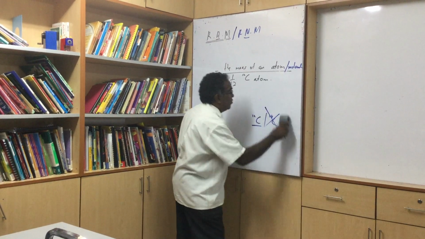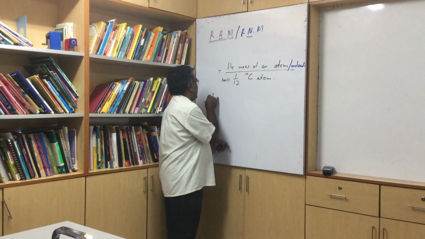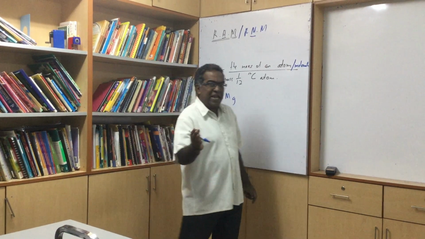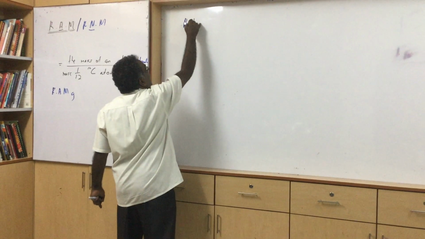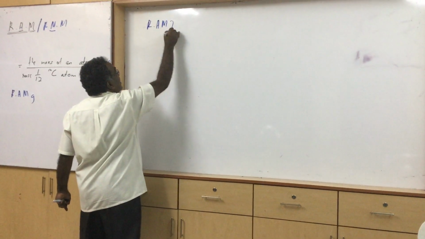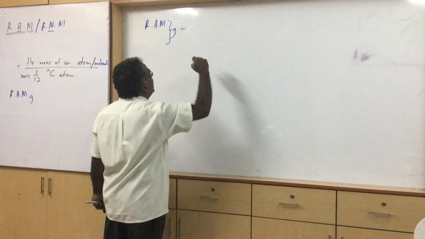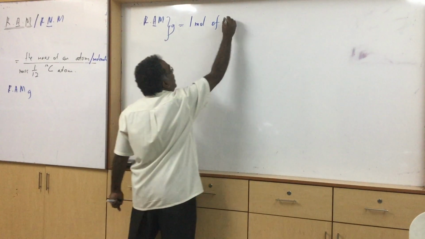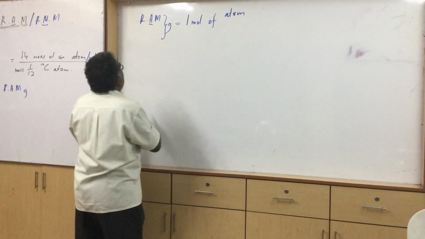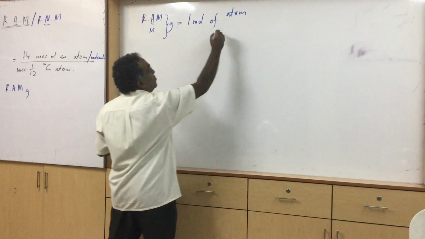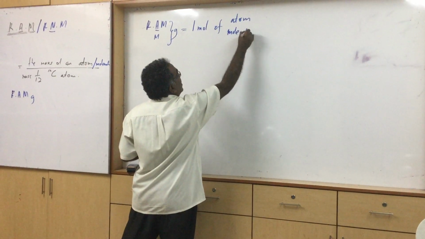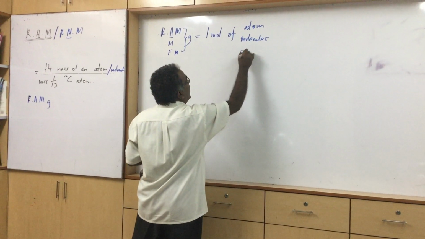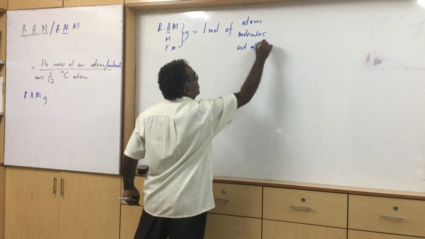Now, so if the relative atomic mass is expressed in grams, now something quite magical happens. The relative atomic mass expressed in grams will give you exactly 1 mole of, if I use atomic mass, atoms. If I use relative molecular mass, 1 mole of molecules. If I use relative formula mass, it will be 1 mole of a set of ions.